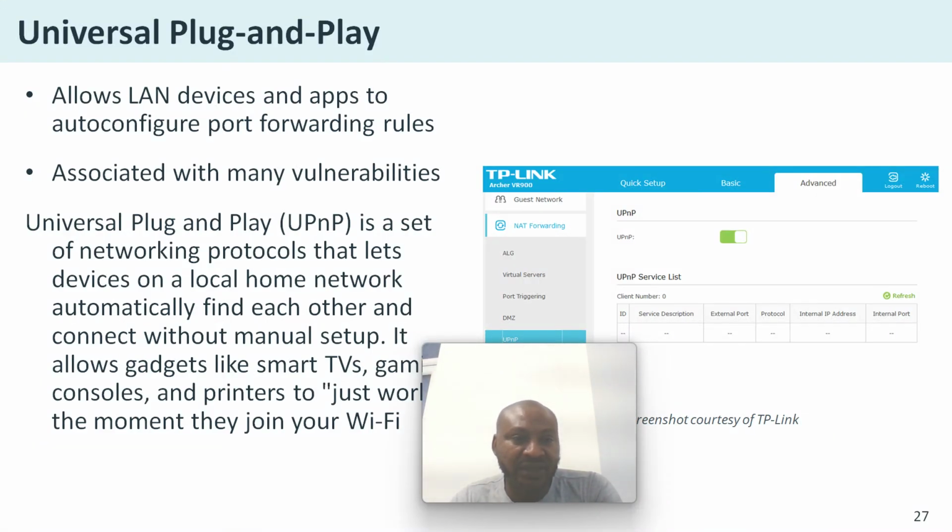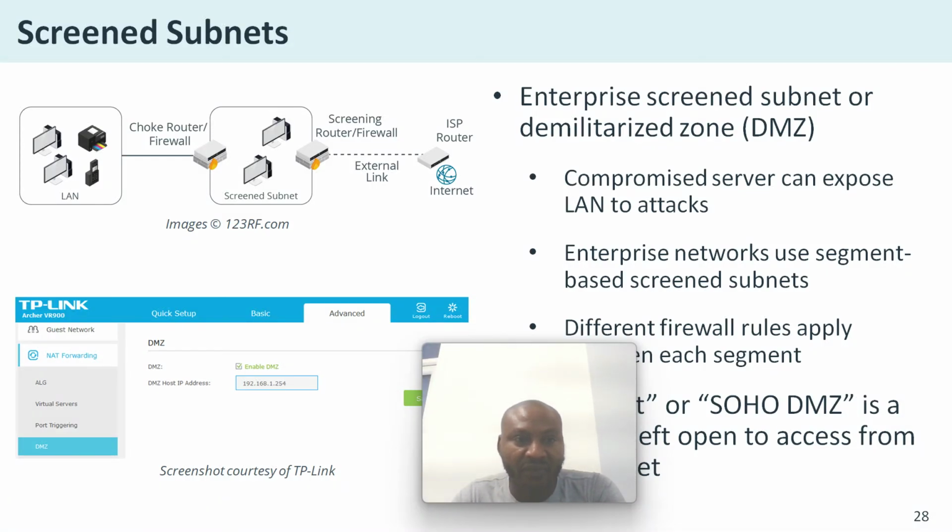So universal plug and play is a set of networking protocols that lets devices on the local network automatically find each other and connect, with no manual setup. So you just find them and they start connecting. Like your smart TV that we're explaining, printers, all those are a form of universal plug and play.